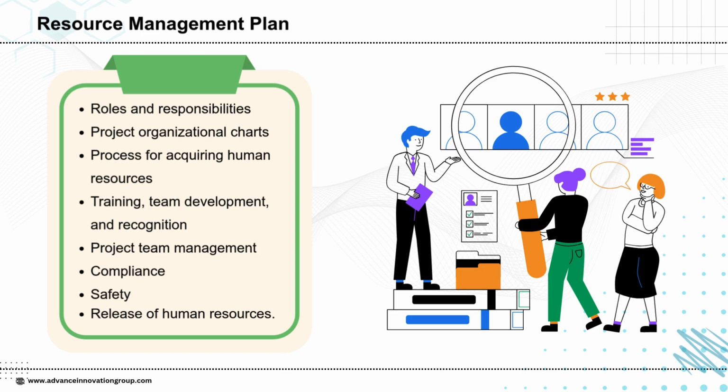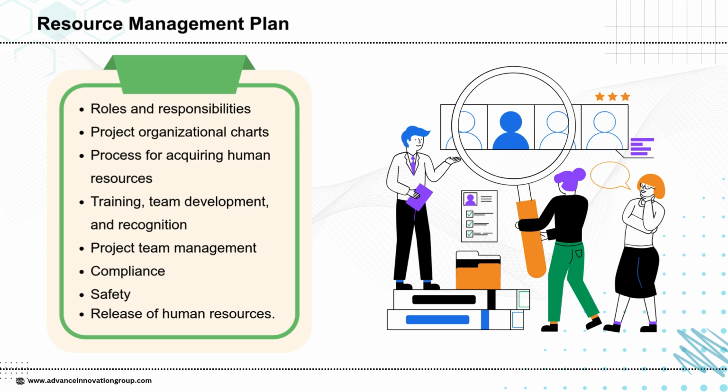Compliance and safety are also important. This includes making sure all work follows organizational policies, legal regulations, and safety standards. Finally, the plan explains the release of human resources, which means when and how team members will be rolled off from the project once their tasks are completed.